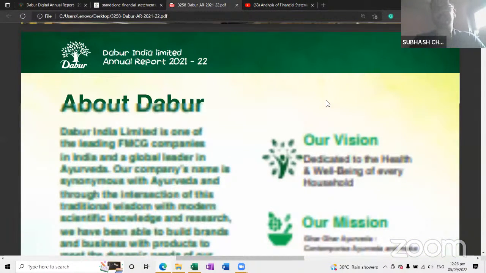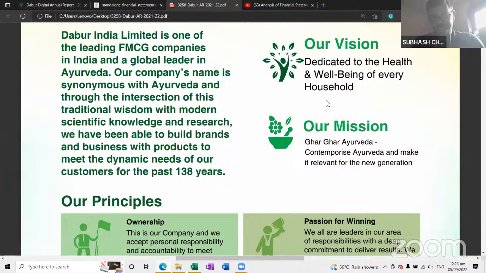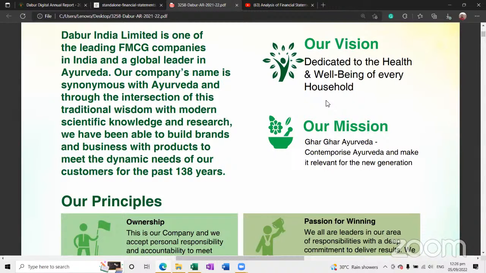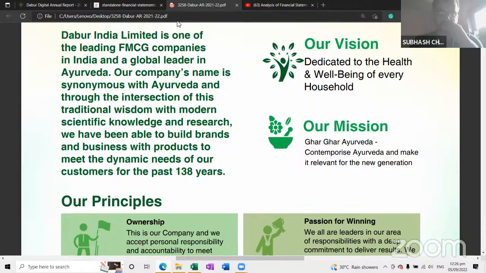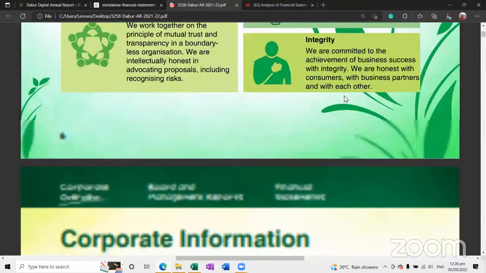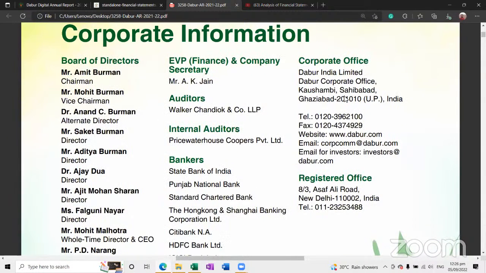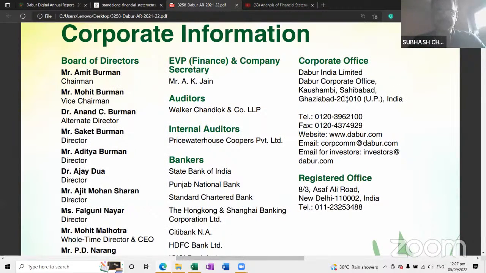Can anyone tell me what is the difference between vision and mission? Yes, all of you. So vision is where they see themselves at a future date, and mission is what they try to approach. Okay. Anyone else have another interpretation? Which one is short term or long term? Long term. The vision is the long-term game and the mission is what they do in the short term, to achieve the long-term vision. Very good. Okay. Now see, this is the corporate information.